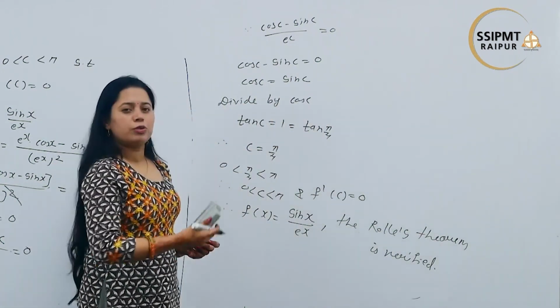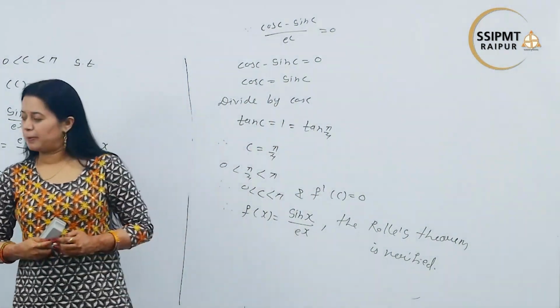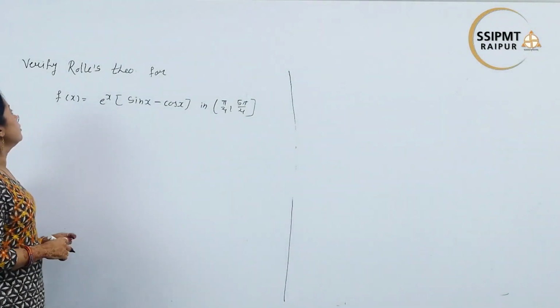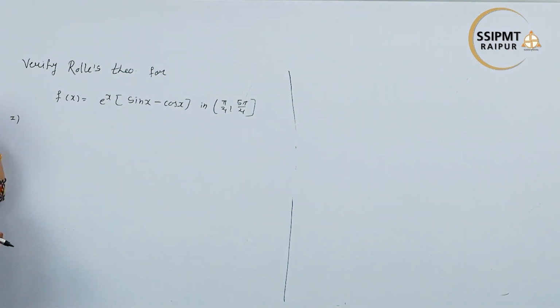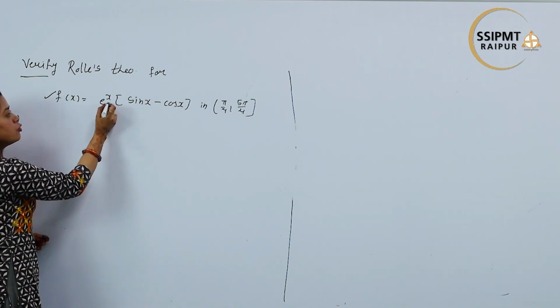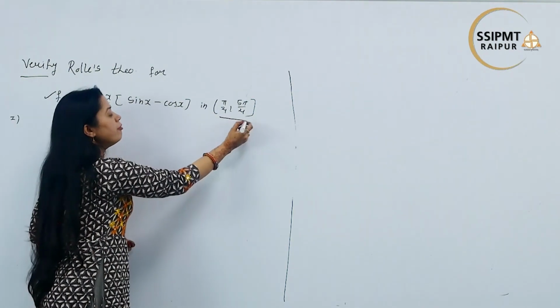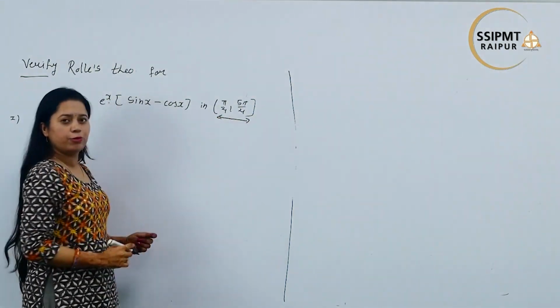Next, we will solve another example of Rolle's theorem. In this example, we have to verify Rolle's theorem for the function f(x) = e^x (sin x - cos x) in the range pi/4 to 5pi/4.